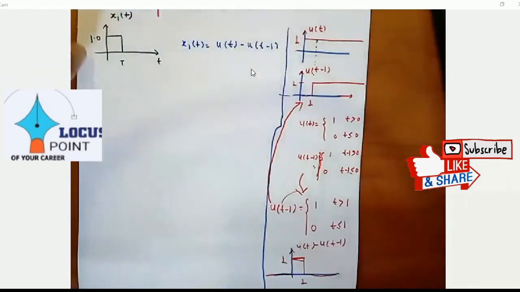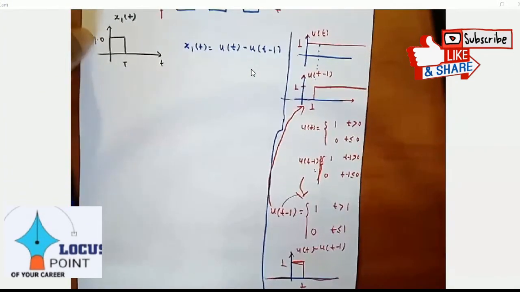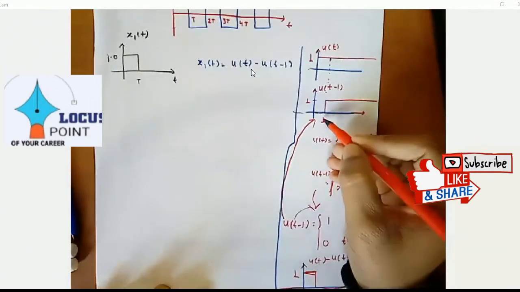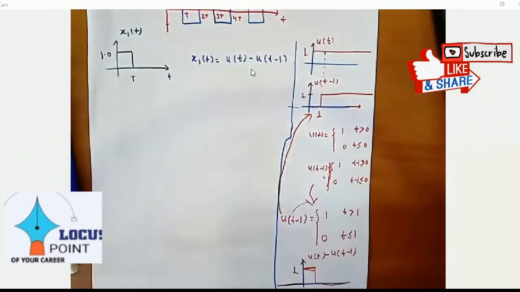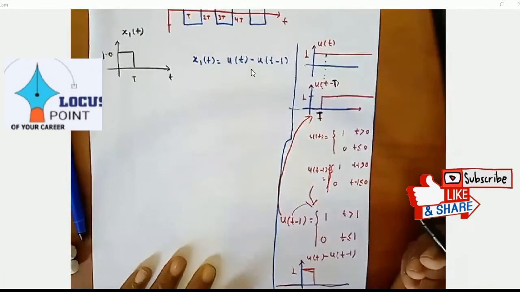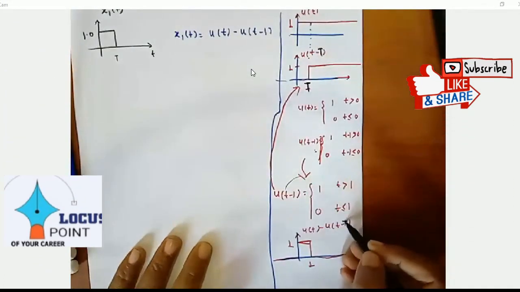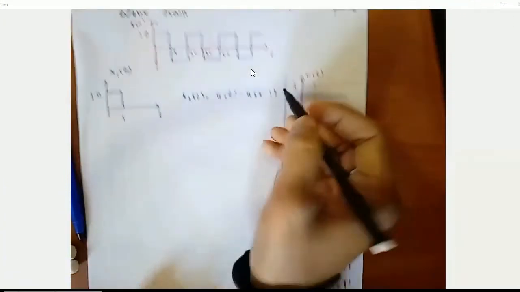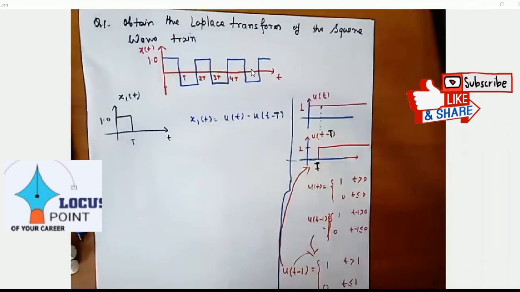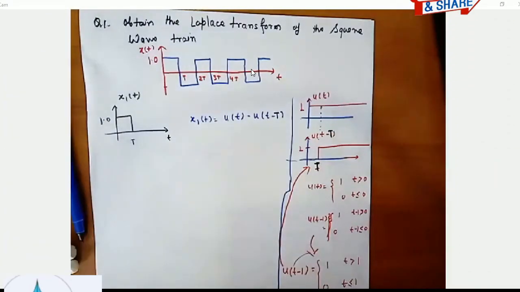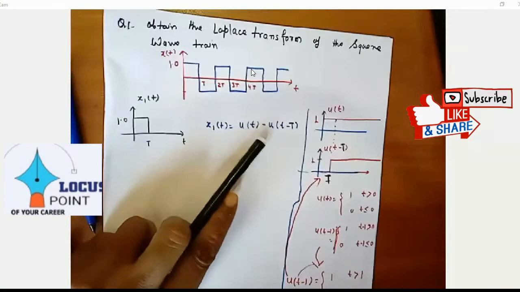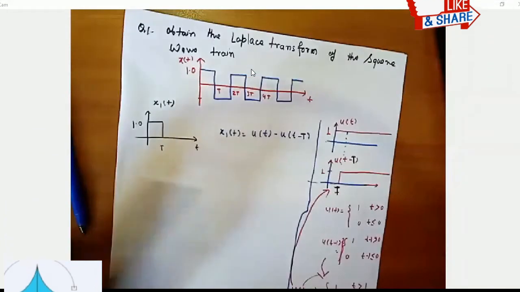It is similar to this one, right? The only thing is that here it is t. So if I replace this 1 by capital T, the whole thing will be shifted, and it will be like this. So here you can say it will be u(t) minus u(t minus T). I hope everybody understood my point, that x1(t) is equal to u(t) minus u(t minus 1).